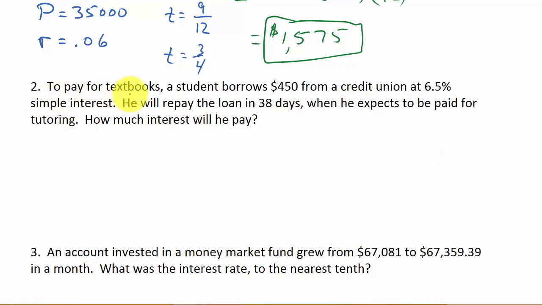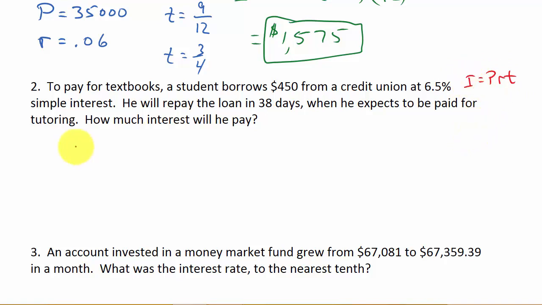It says, to pay for textbooks, a student borrows $450 from a credit union at 6.5% simple interest. He will repay the loan in 38 days when he expects to be paid for tutoring. How much interest will he pay? So this is just like the one before. I equals PRT. We want to find the simple interest.